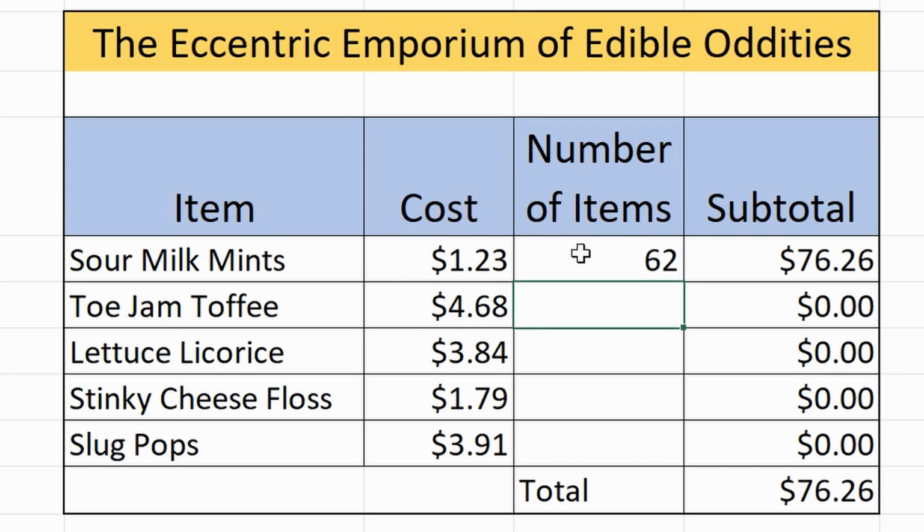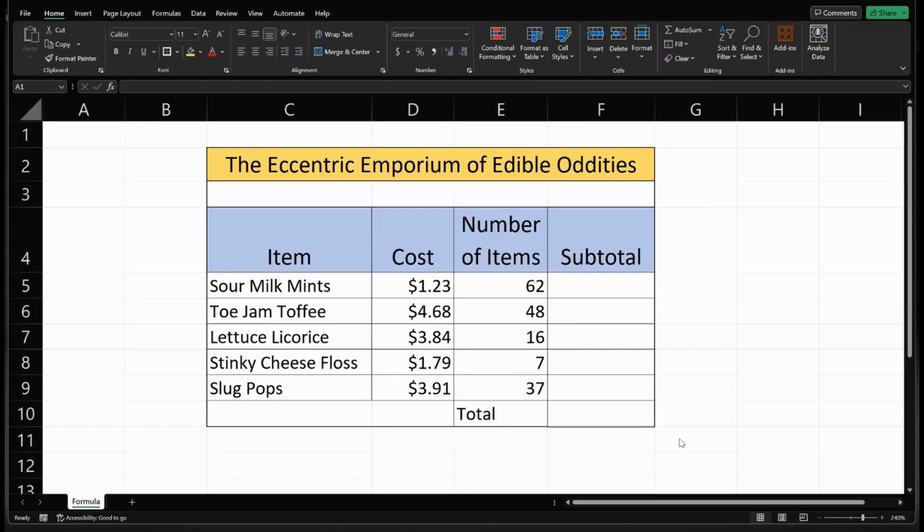Let's create some simple formulas to calculate for us in Excel. You may not like math, but Excel loves it. So don't do it yourself, let Excel do it for you. Let's have a quick look at what we've got here. We've got some items, we've got the cost of those items, the number of items, and a subtotal.